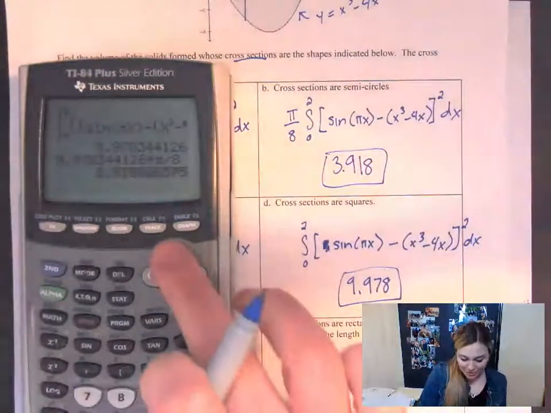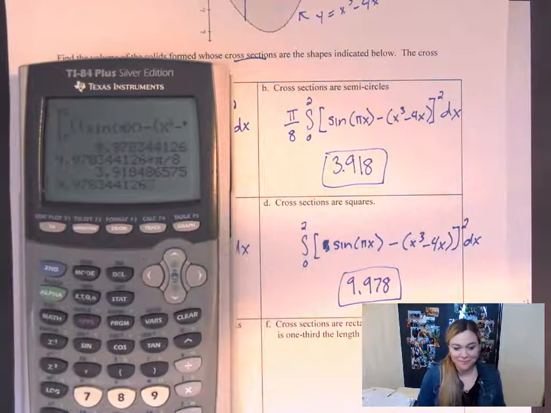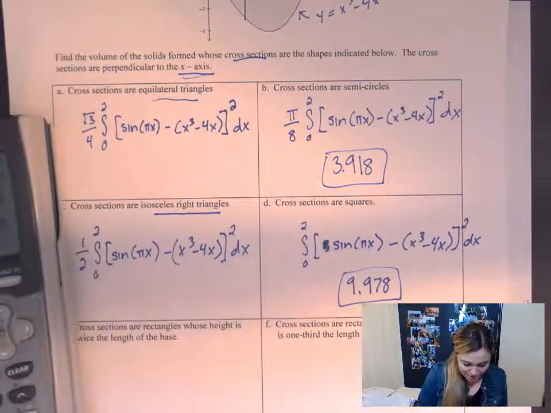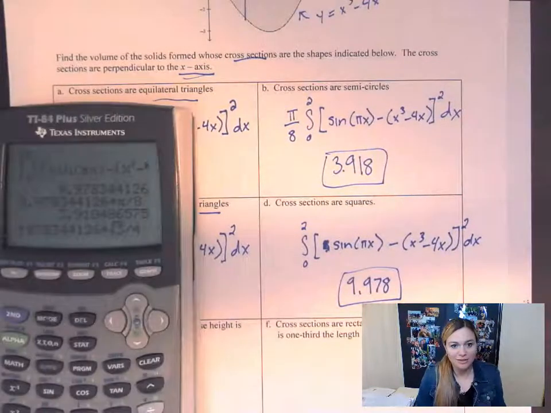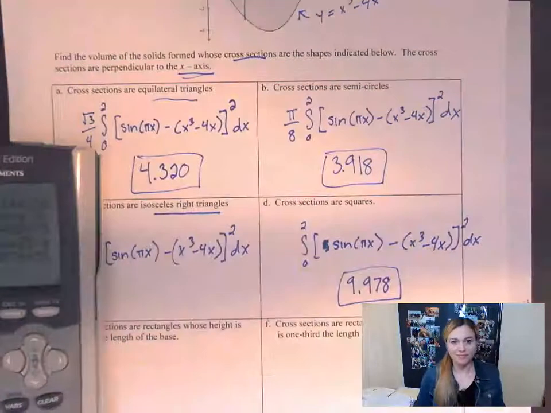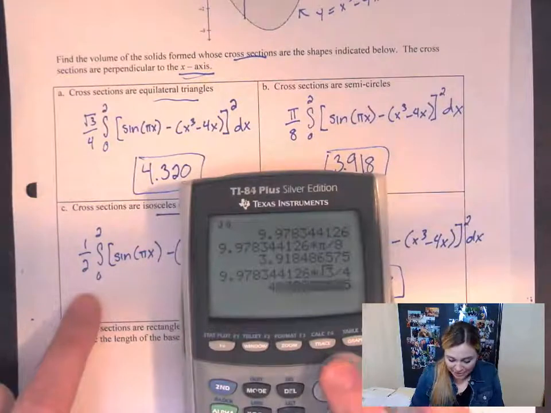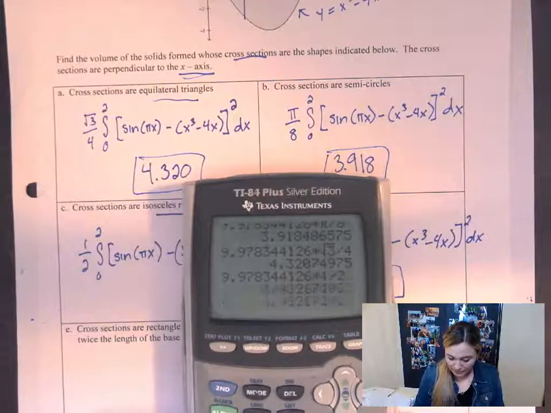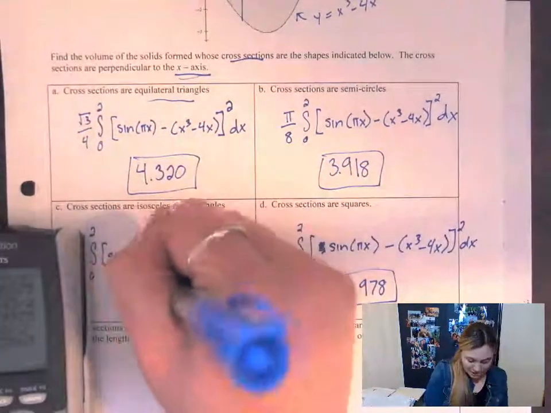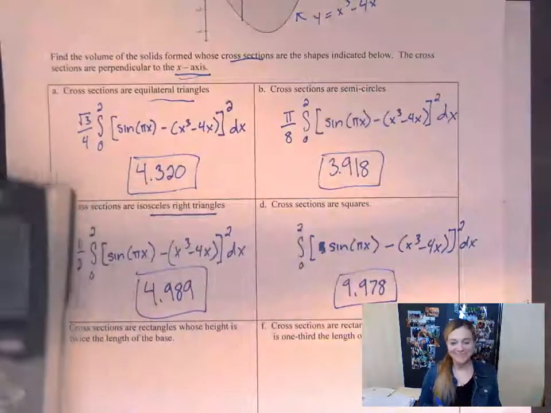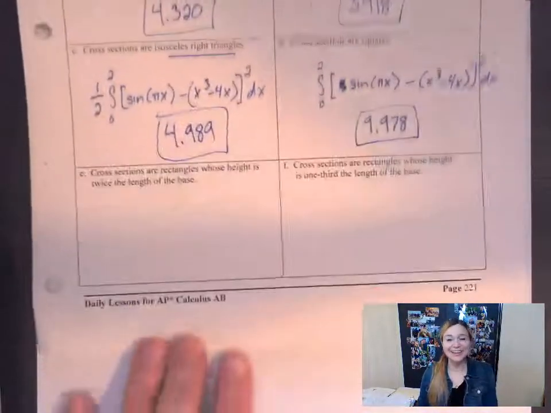I want them at 9.97 again. Times square root of 3 divided by 4. 4.320. And this one was the same as 1/2, so I'm going to go back up to here, times 1/2, 4.989. Ta-da! Okay, the last two.